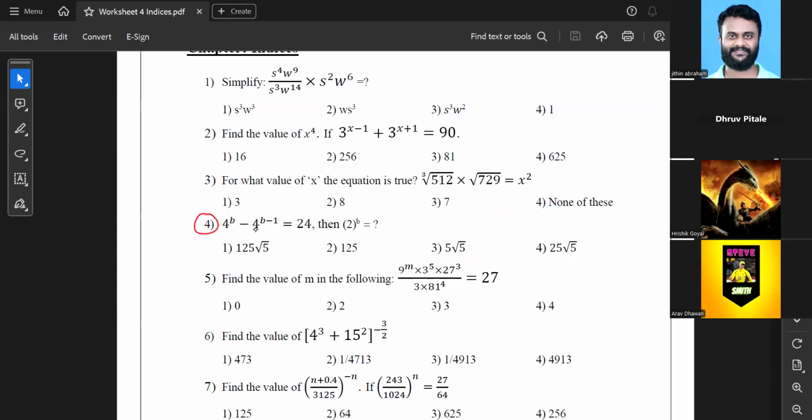Fourth question. 4 raised to b minus 4 raised to b minus 1 is equal to 24. Then 2 raised to b will be how much? So first of all, we'll have to figure out what b is basically.